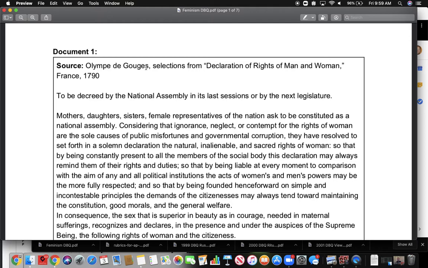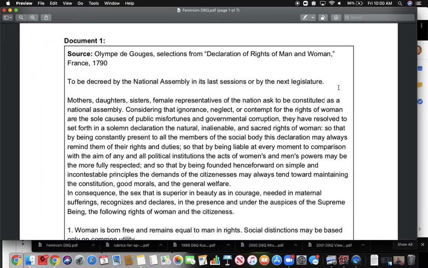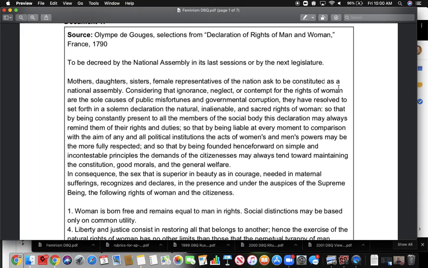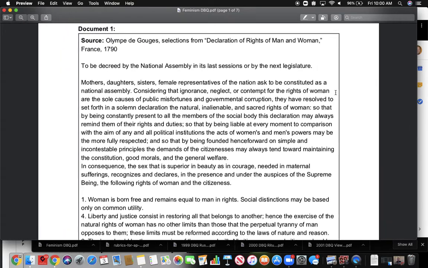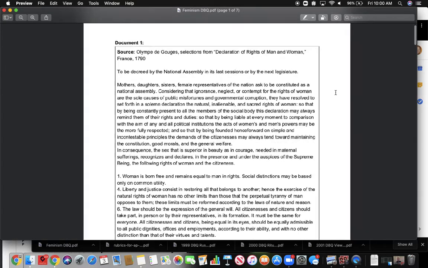Or the opinions of women. So this is going to be a document from a woman who has written this document, Declaration of the Rights of Man and Woman. As we read through this document, we want to understand what it is that she is saying.